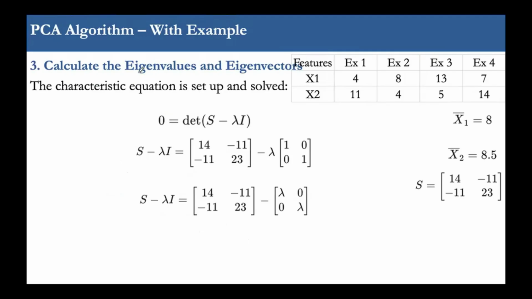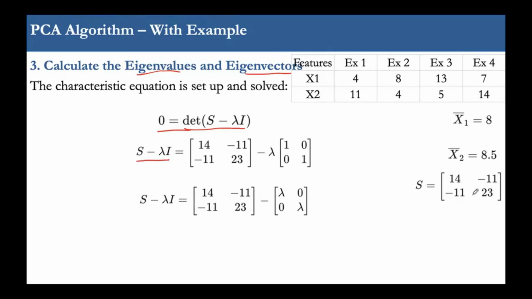Next, the third step is to calculate eigenvalues and eigenvectors. To do this, we need to find the determinant of S minus lambda I equal to 0. So this we will be doing. To find this, first we will be calculating what is S minus lambda I.